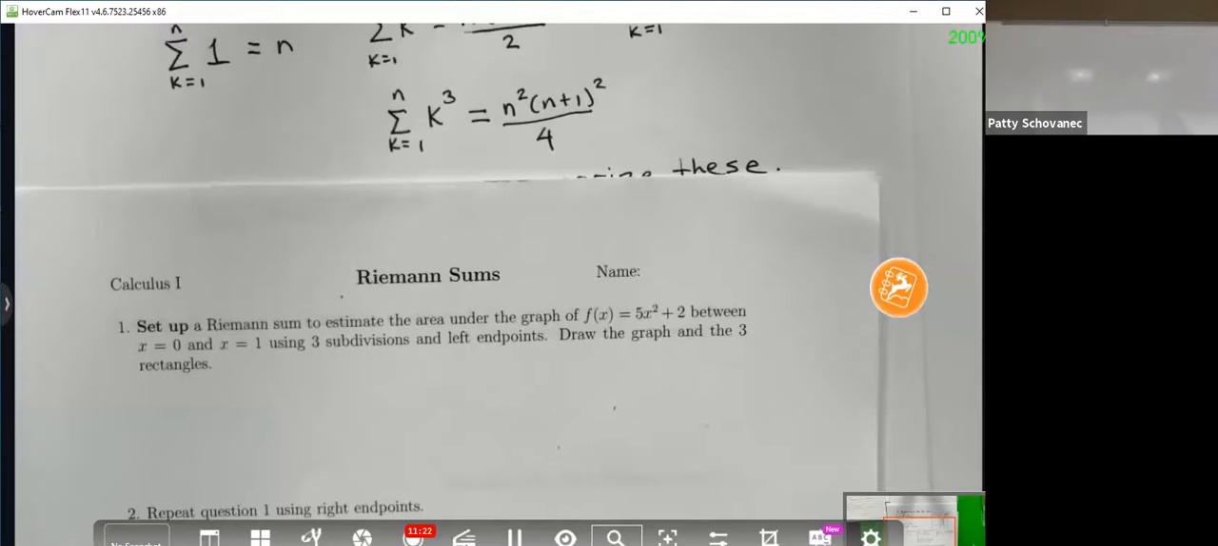Set up a Riemann sum to estimate the area under the graph of y is equal to 5x squared plus 2 between x of 0 and 1 using 3 subdivisions and left endpoints. Draw the graph and the 3 rectangles.